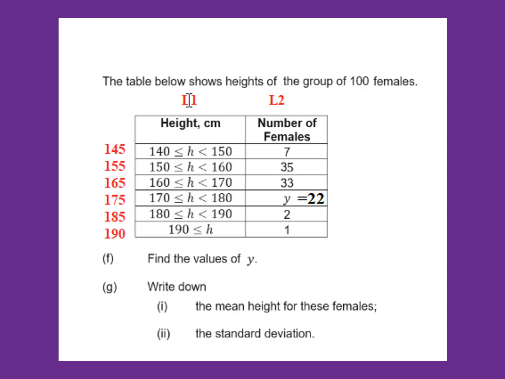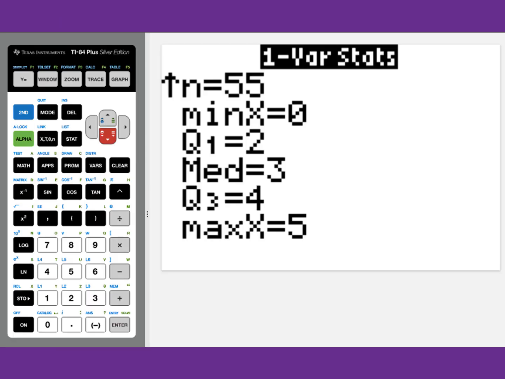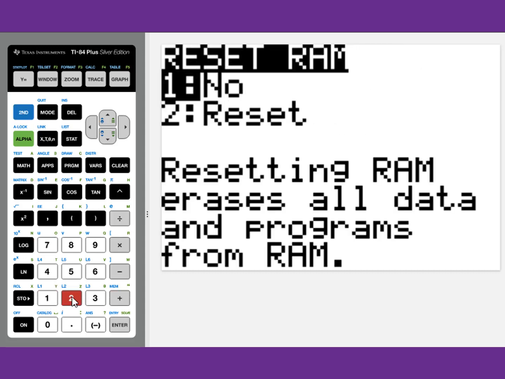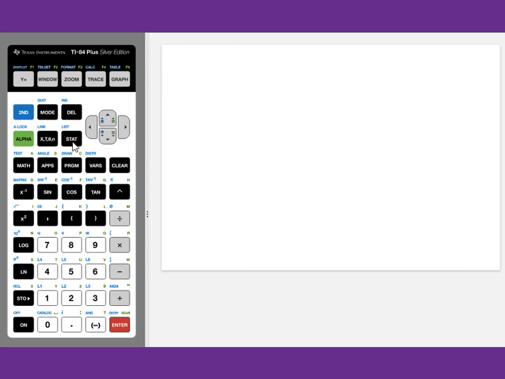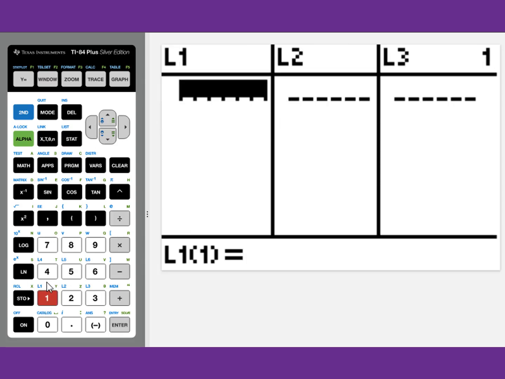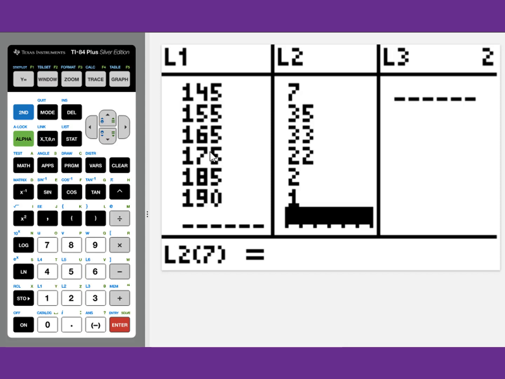Now, we will use the graphing calculator. L1 is this data, and L2 will be this frequency. Now we need to put all the data into stat. First of all, we need to clear the memory of this graphing calculator. We do second plus, 7, 1, 2, clear the memory, then press enter. So we go to stat, edit. We put in 145, enter. Now we put all the data in. Remember the frequency, we put in L2.